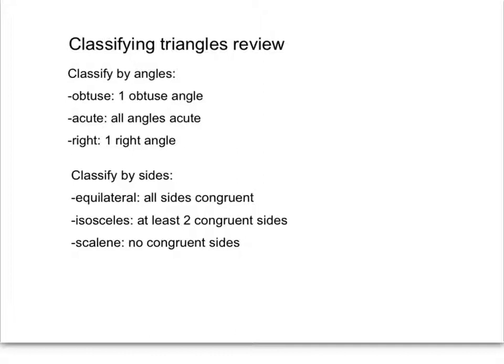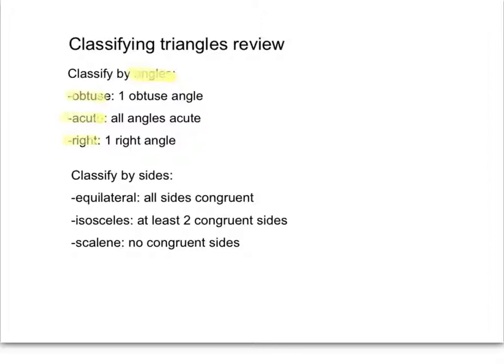First we're going to review some things you should already know, so if you don't know these things or you need to add them to your notes, you should pause and write them all down. But very quickly, the way we classify triangles, we can classify them by angles, and the three classifications there are obtuse. So an obtuse triangle has one obtuse angle, an acute triangle where all the angles are acute, or a triangle can be a right triangle, where it has exactly one right angle. So all triangles are one of those three things.